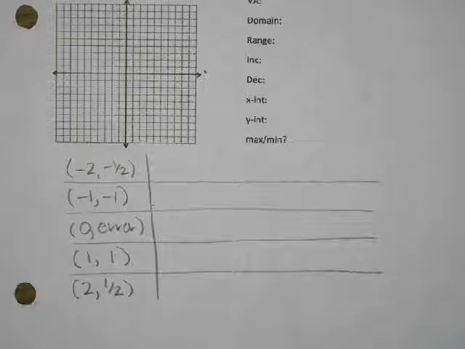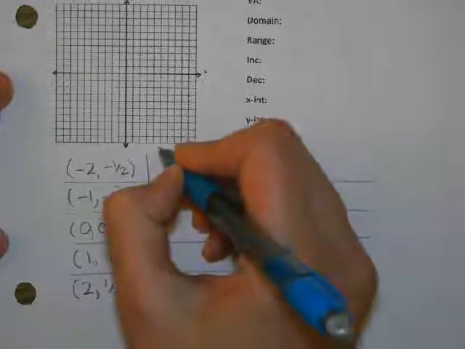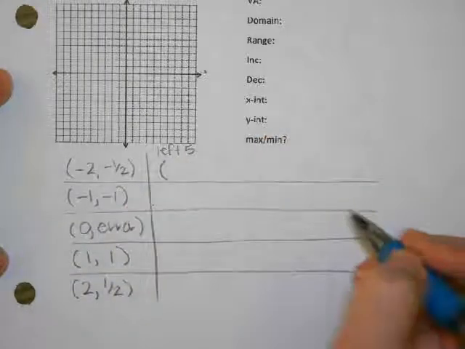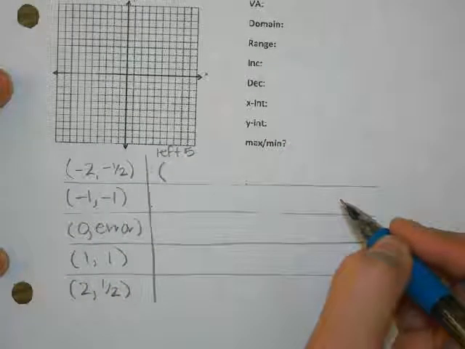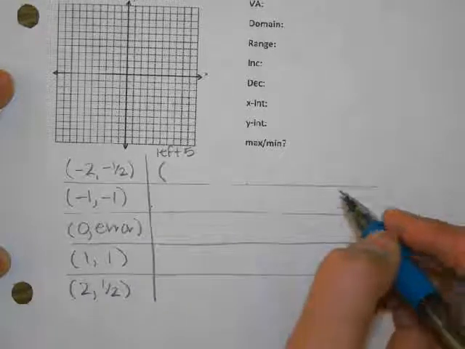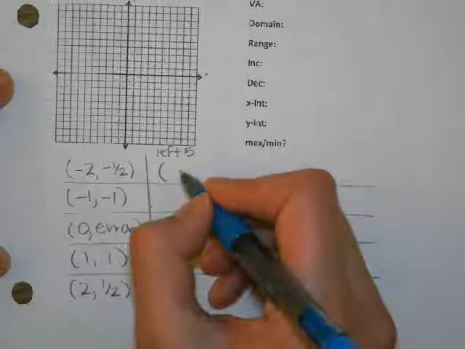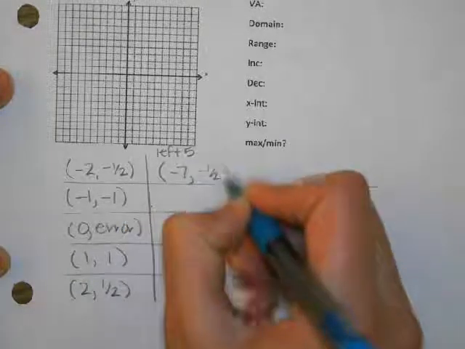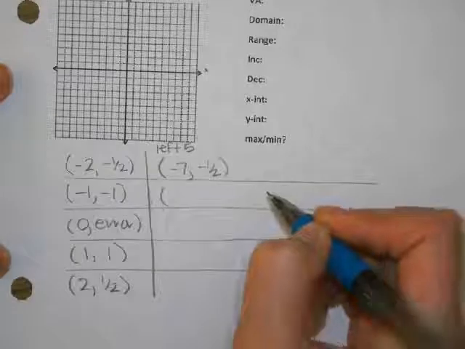So I need to move my points left 5. Does that happen to the x coordinate or the y coordinate? X coordinate. So if I'm moving it left 5, what should I do to the x coordinate? Subtract 5. So -2 becomes -7. -1 becomes -6.